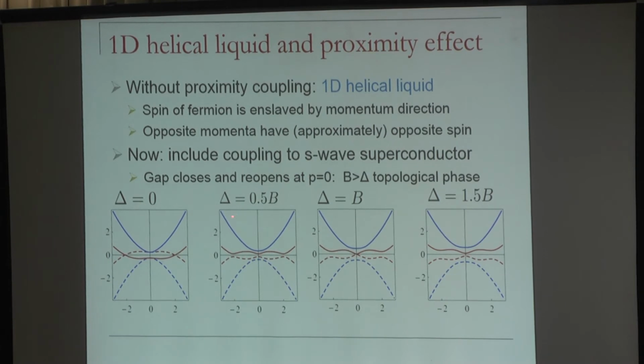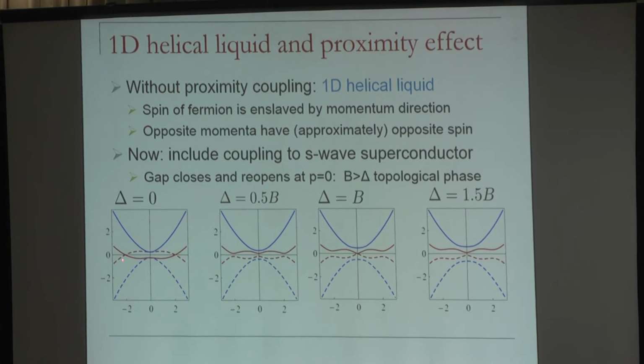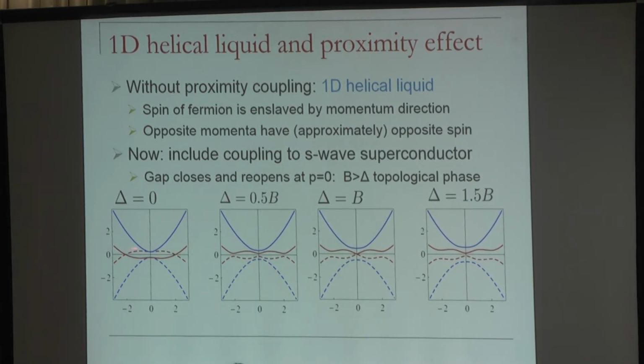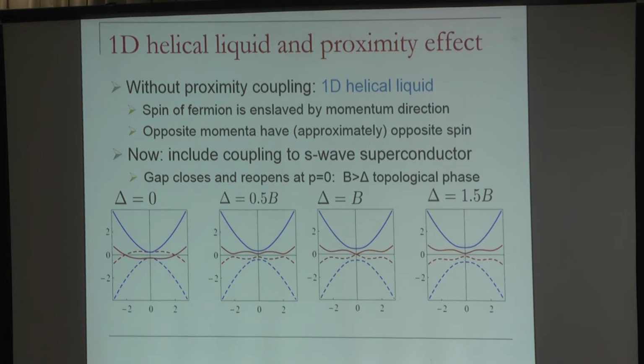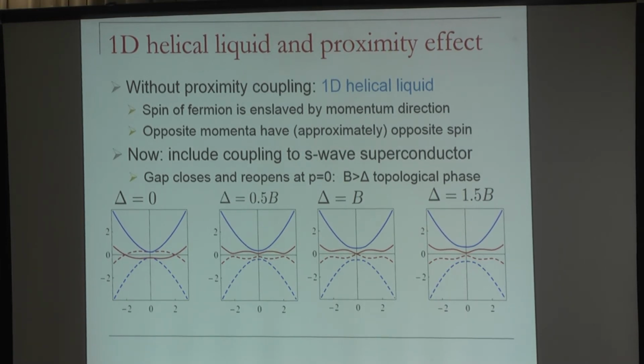Now let's switch on delta. Let's say for delta equal to 0.5b, what you see here is that at the Fermi points, a gap opens. Yeah, you see here this gap opening. At the same time, this magnetic field induced gap starts to decrease. So it decreases here and eventually closes when delta is equal to b. And then as you increase delta beyond b, this gap opens again. That's the typical thing that happens when you have topological phase transitions.